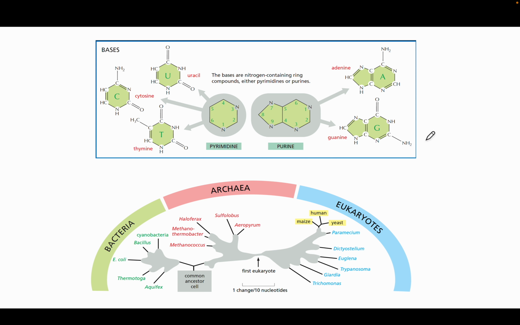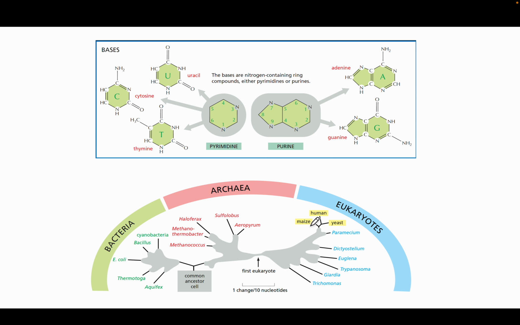So adenine and guanine come under purines, and cytosine, uracil, and thymine come under pyrimidines. So you should note down the structures of adenine, guanine, cytosine, uracil, and thymine. This is very important to understand, and too important to skip memorizing the structure. Okay.